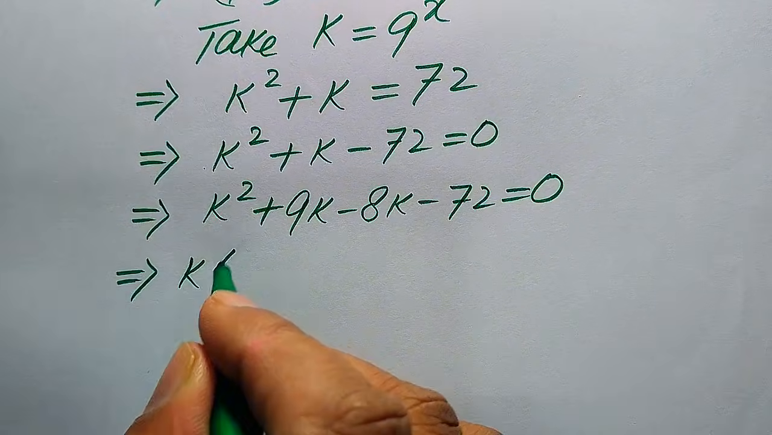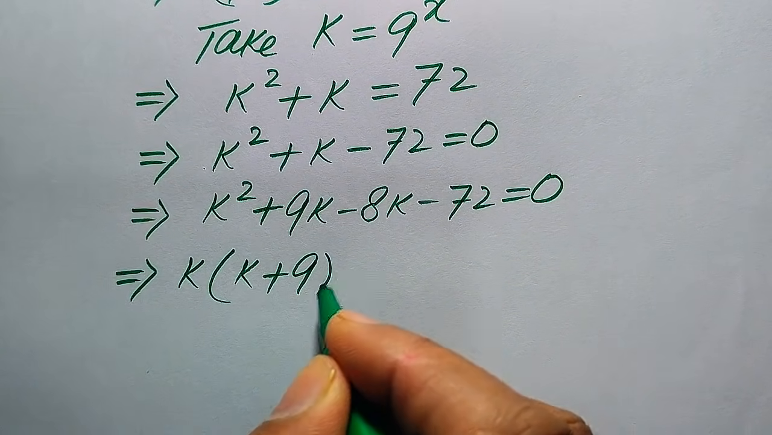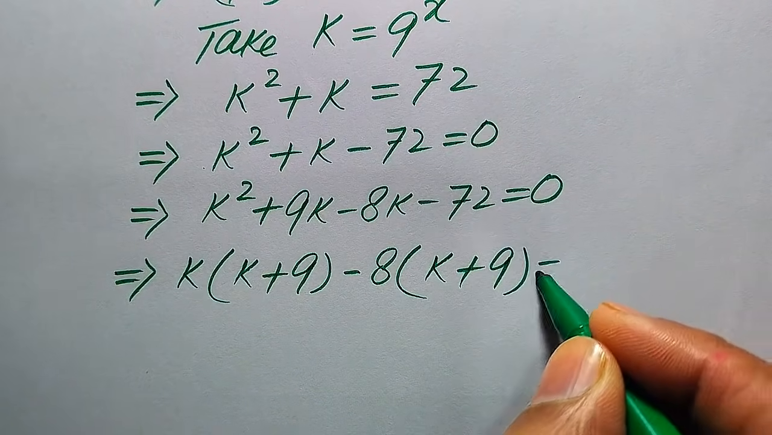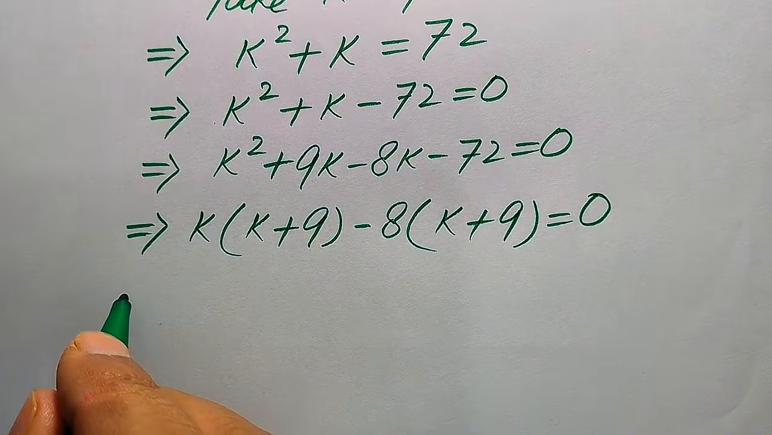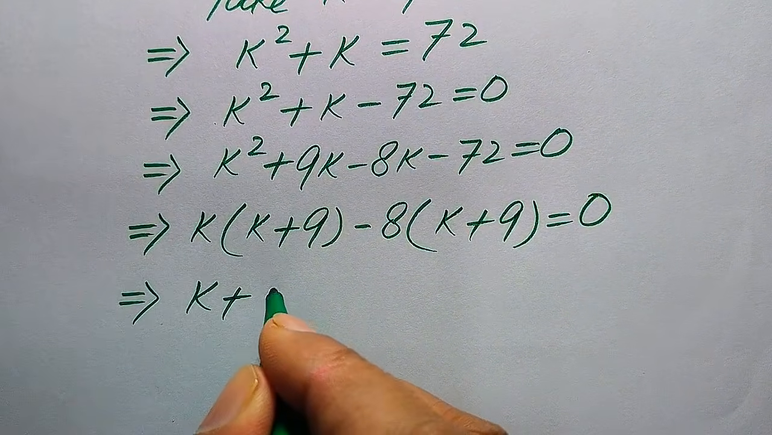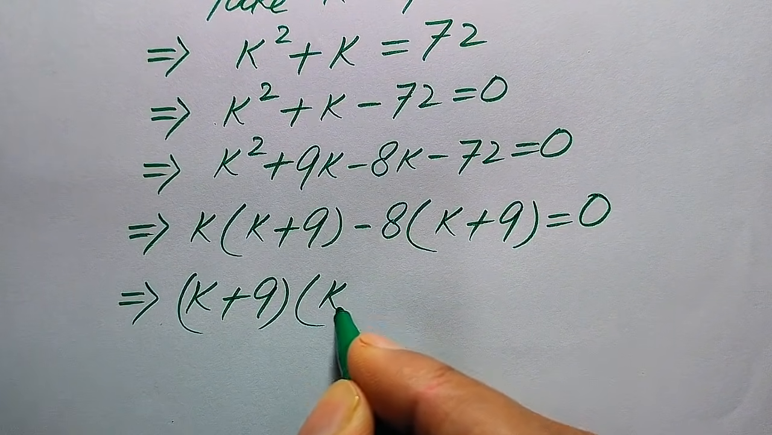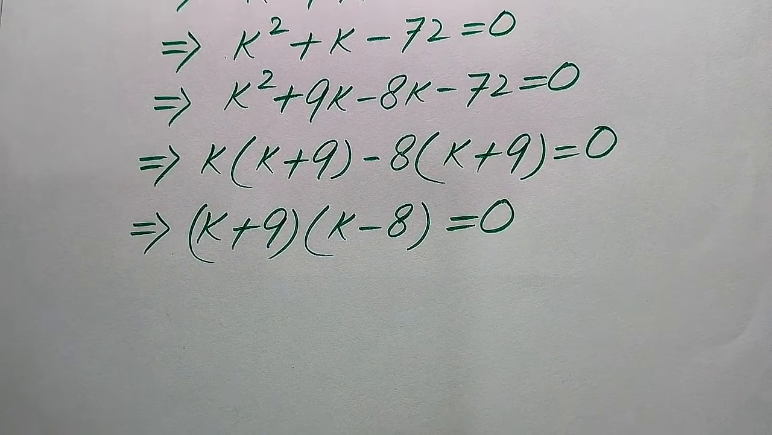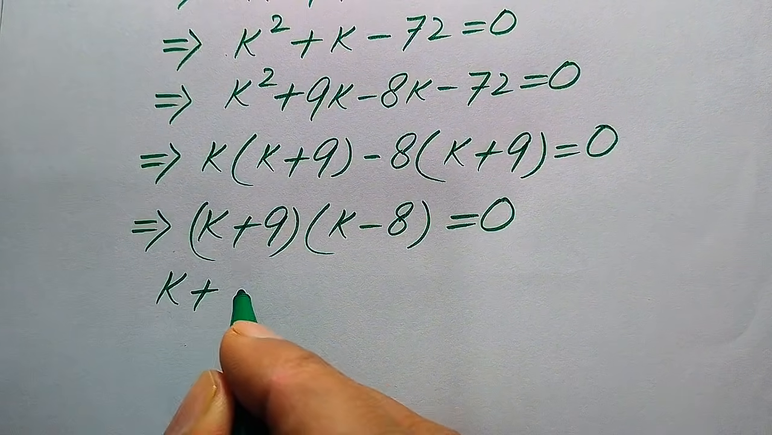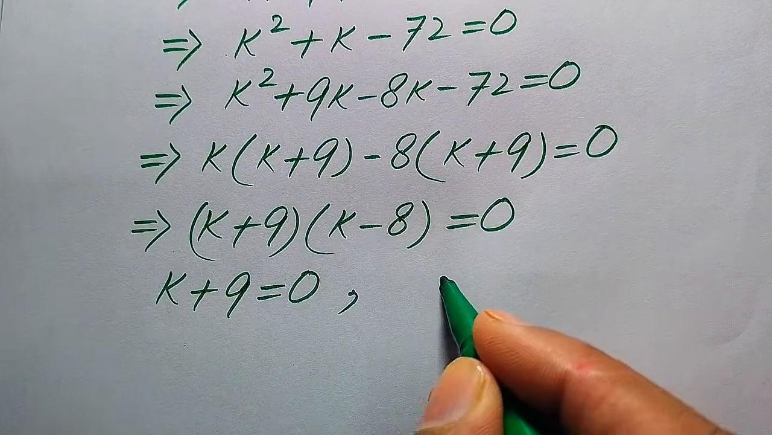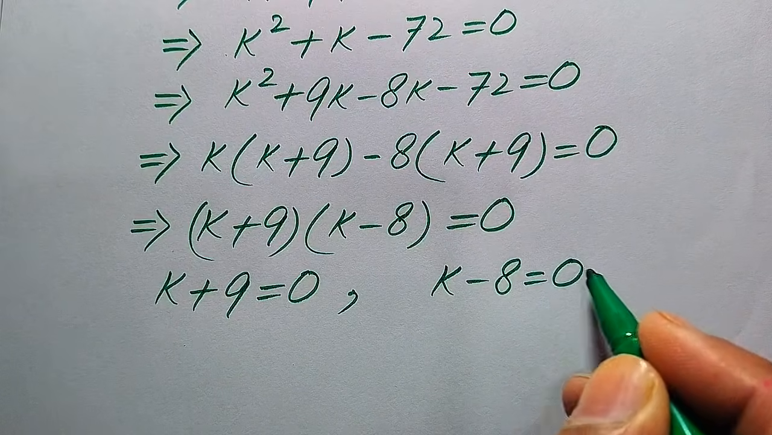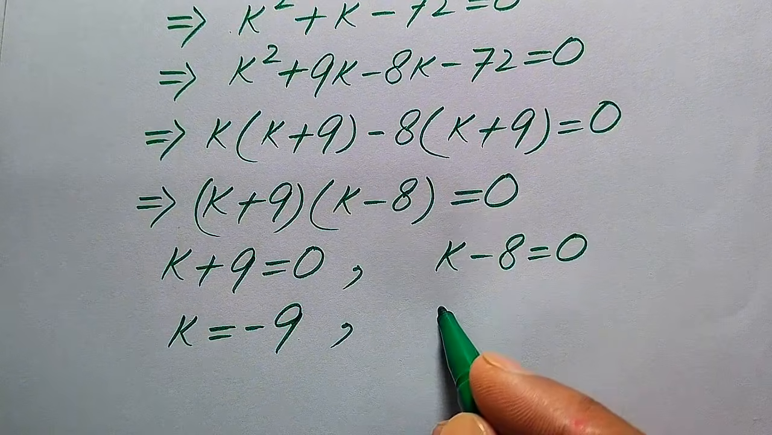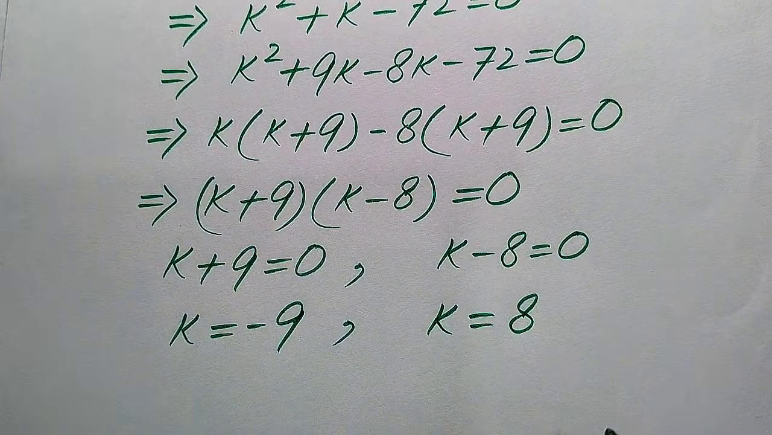So in the next step we take common k from here and we get the remaining values k plus 9, minus, here we take common 8 and we get the remaining values k plus 9, and this whole equation is equal to 0. And now in the next step we take common k plus 9 and we get the remaining values k minus 8, and this whole equation is equal to 0. So we divide this equation into two cases. The first case is k plus 9 equals 0, and the second case is k minus 8 equals 0. From here we get the value of k equals minus 9, and from here we get the value of k equals plus 8.